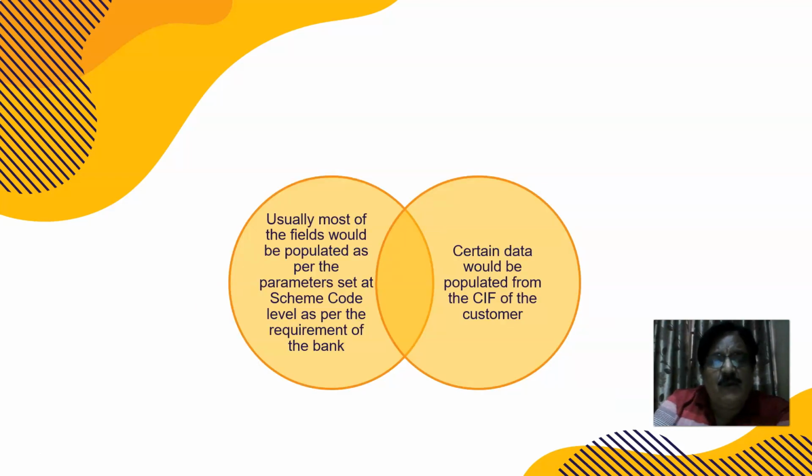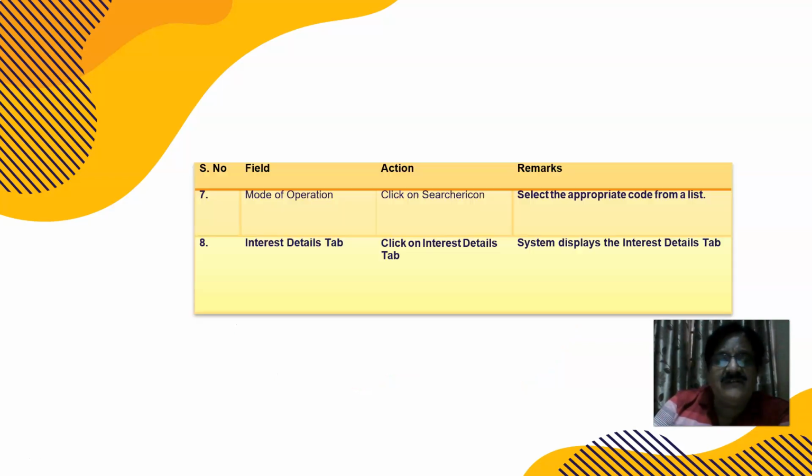Usually most of the fields would be populated as per the parameters set for the scheme code. So whatever scheme code we are entering, most of the fields would be automatically populated, right, as per the requirement of the bank. Certain data would be populated from the KIF of the customer, right? Remember this. So certain data would be reflected: address details, KYC documents, ID proof, address proof, mobile number, email ID, right? And registered address also. If it is a corporate KIF ID, we have to choose the registered address as the preferred type of address here.